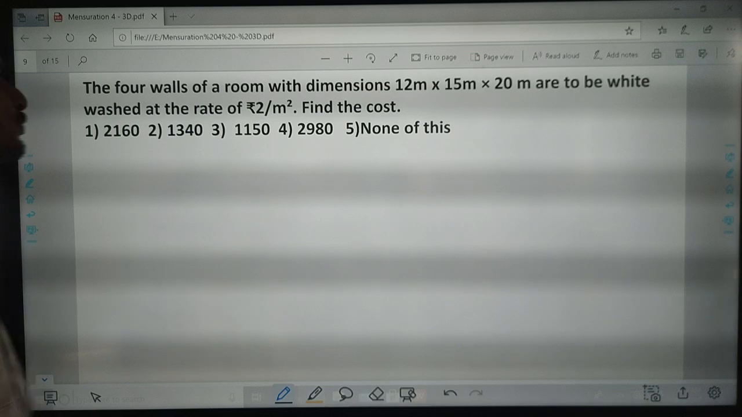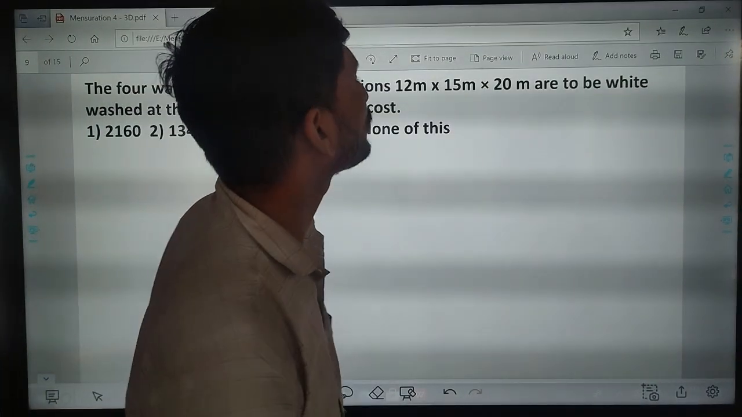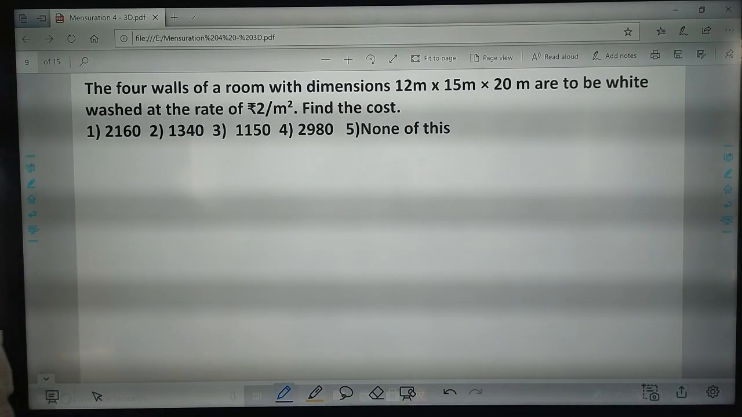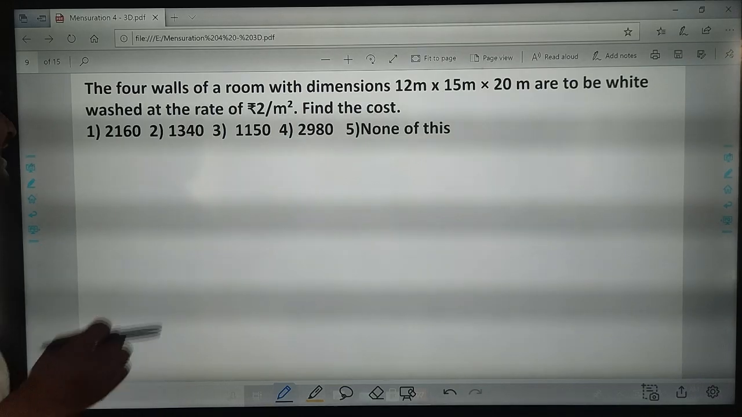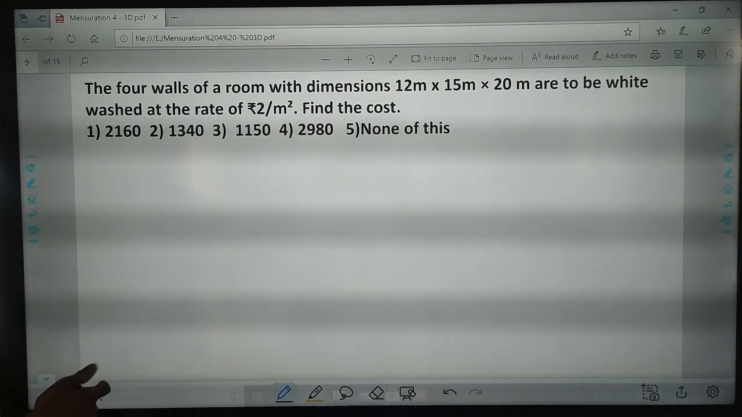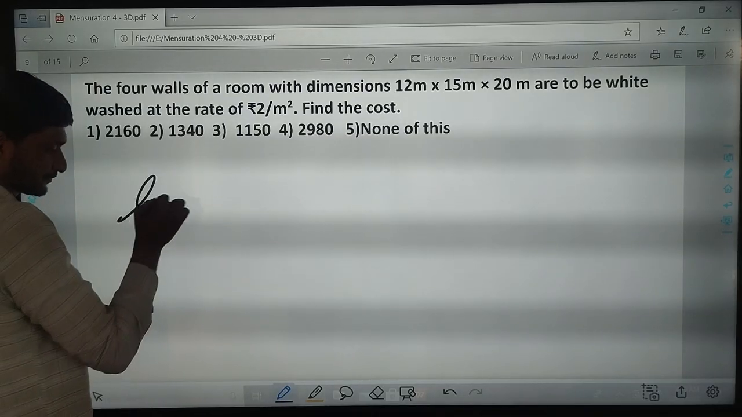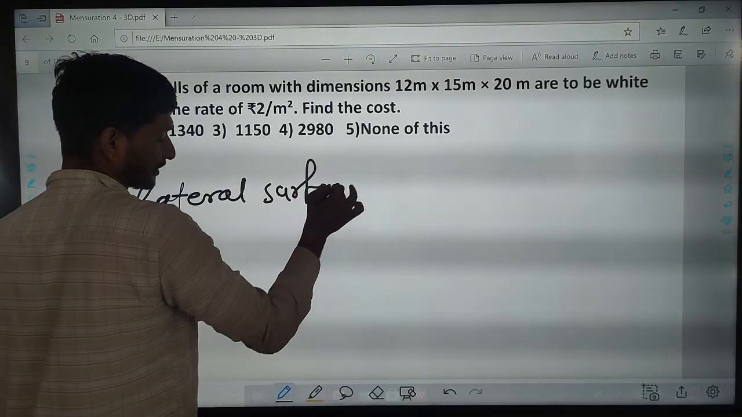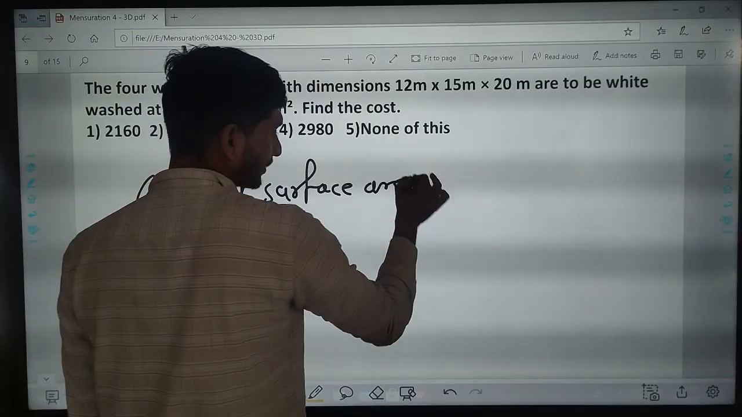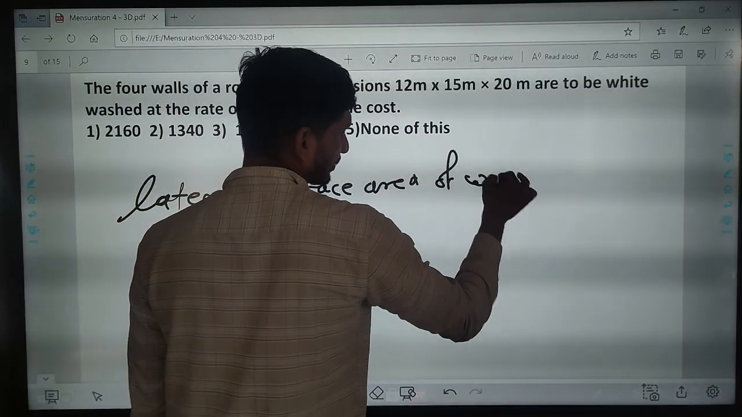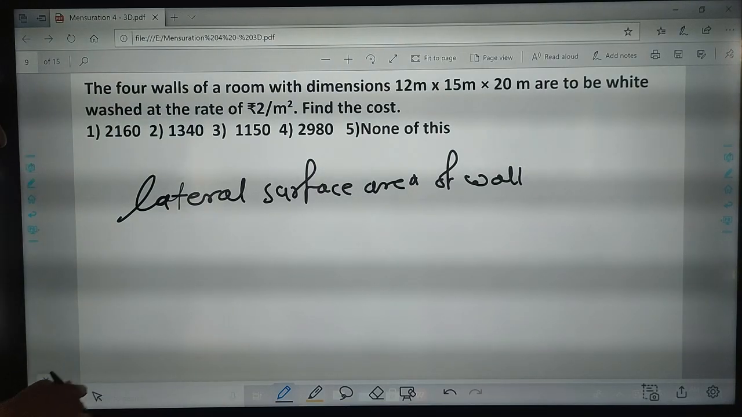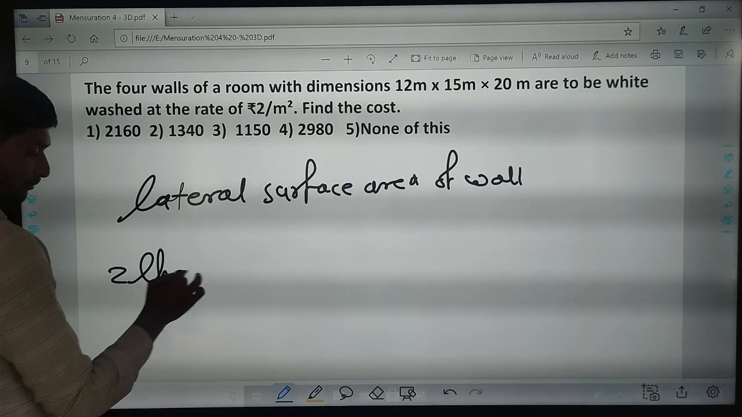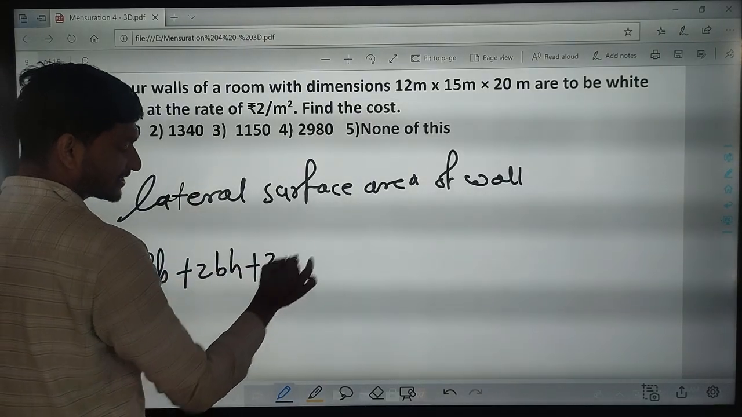The 4 walls of a room with dimensions 12 meter into 15 meter into 20 meter are to be whitewashed at the rate of ₹2 per meter square. Find the cost. Here we find the lateral surface area of the wall. Total surface area is twice LB plus twice BH plus twice LH.